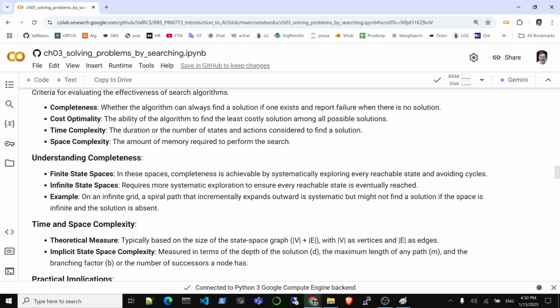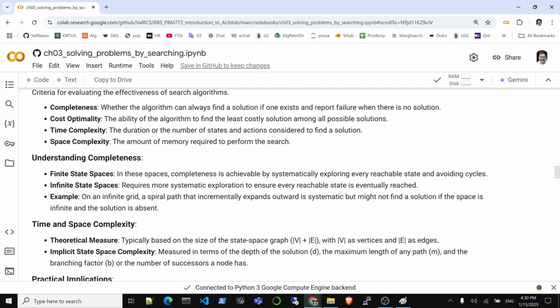And remember I told you in algorithms, the start is brute force. But if you have this infinite state space, you can't use brute force. It's not going to work. You just keep running, loop forever. So you need some sort of way of exploring. So infinite grid, a spiral path. It's systematic, but you might not find a solution.